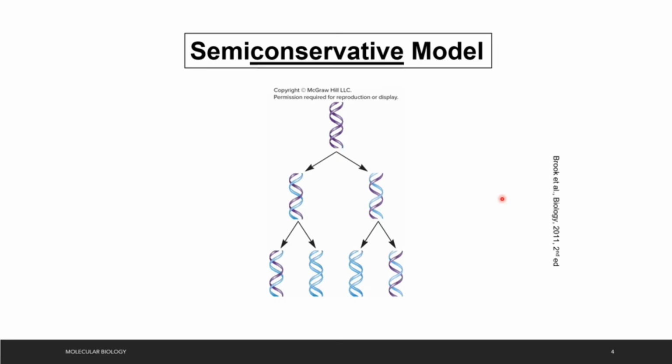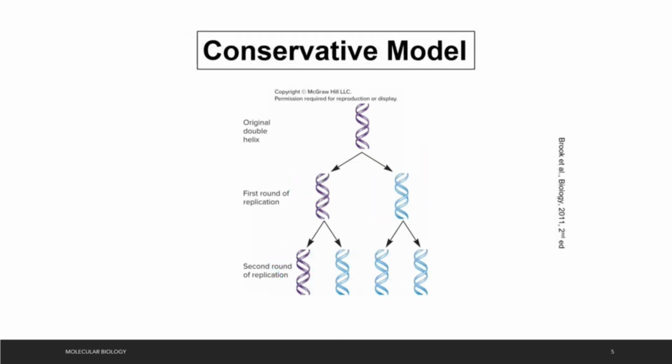So this is the semi-conservative model, where after each round of replication, one of the strands is conserved. That's why it's called semi-conservative, because only one of the 2 strands is conserved during the replication process. That is, of course, kind of opposite to the conservative model, which was kind of popular as well in the 1950s.